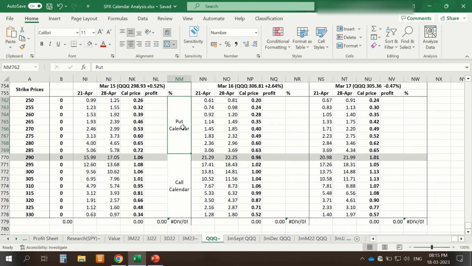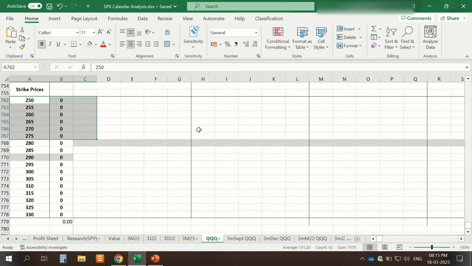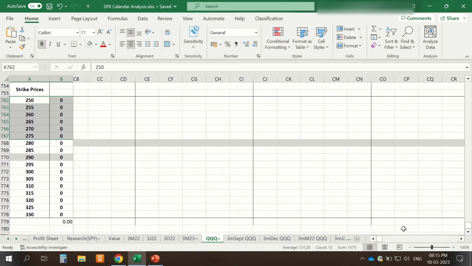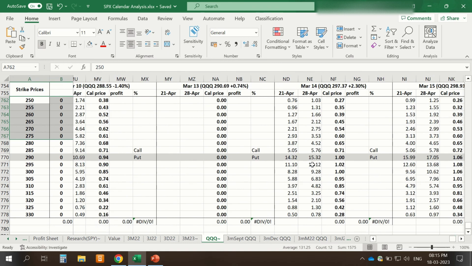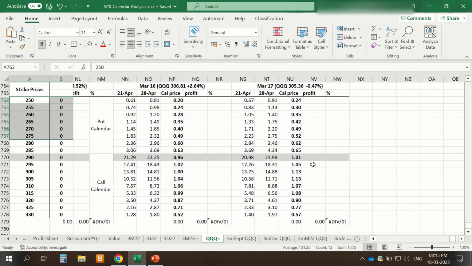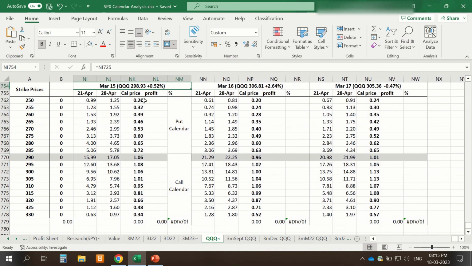So that is the reason all my lower calendars are created using puts, and all my higher strike price calendars are created using calls. So the lower ones are the put calendars. These are the previous date, sorry about that. Okay, so we are back here.